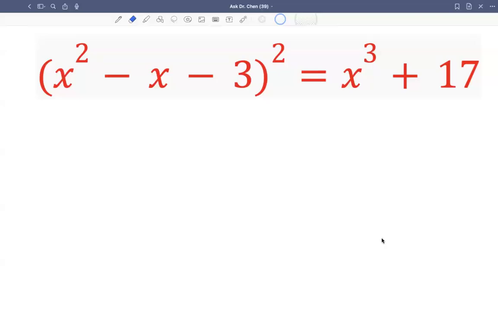Let's see how to solve this equation. So this is a polynomial degree 4 equation, right? Because we have this degree 2, degree 2 here, then raised by 2 again. So that's degree 4.